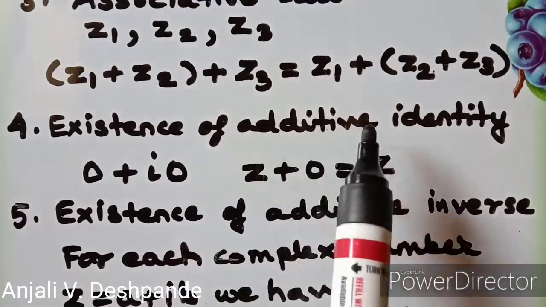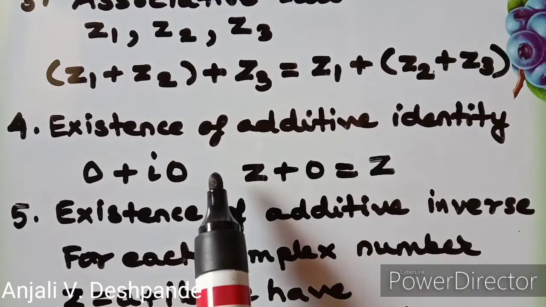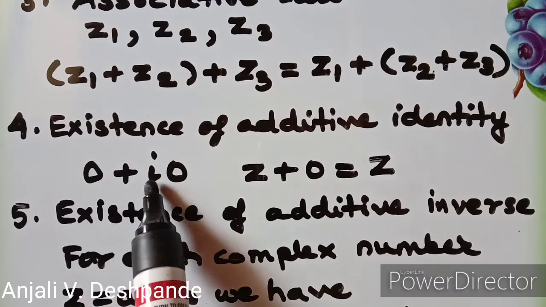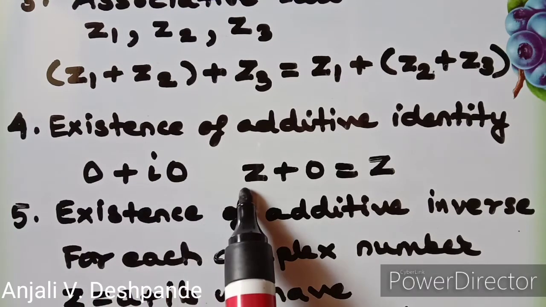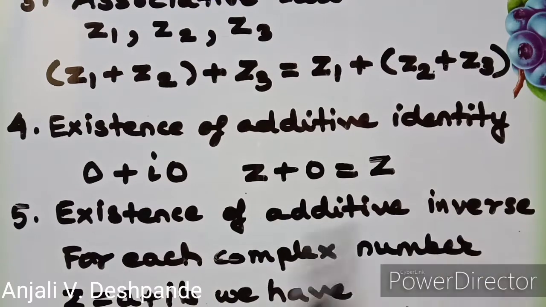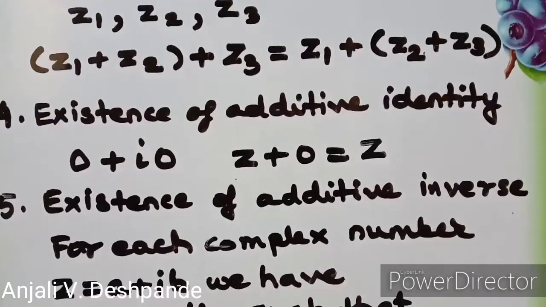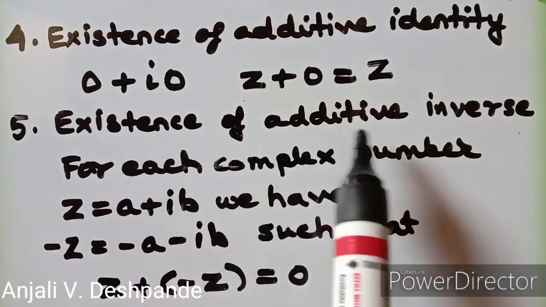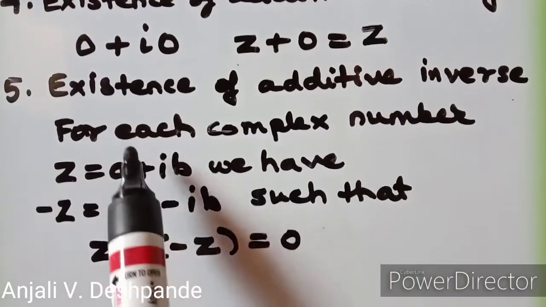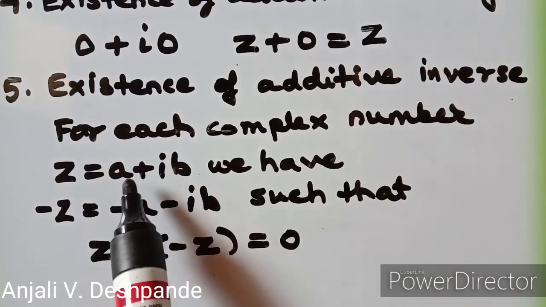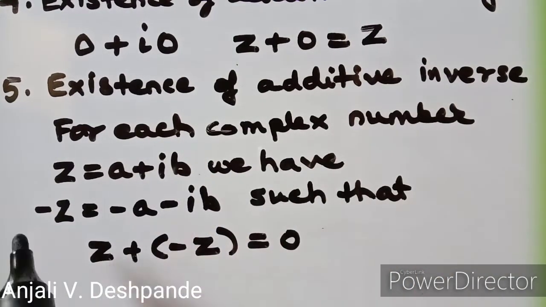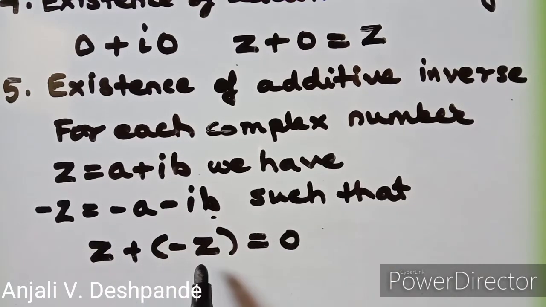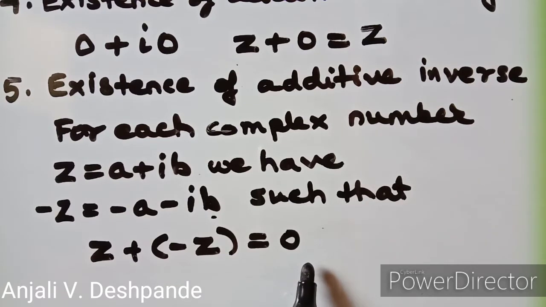Then we have existence of additive identity. So this means that there exists a complex number which is 0 plus i0 such that z plus 0 is equal to z. And fifth property for the addition of complex numbers is existence of additive inverse. That means for each complex number z is equal to a plus ib, we have minus z is equal to minus a minus ib such that z plus minus z is equal to 0.